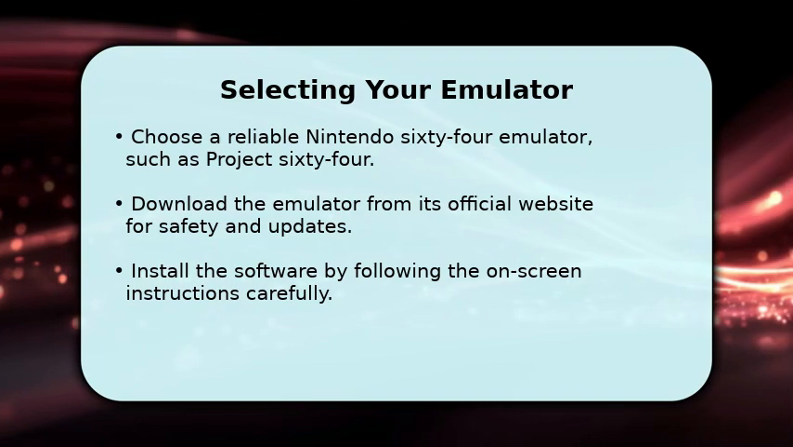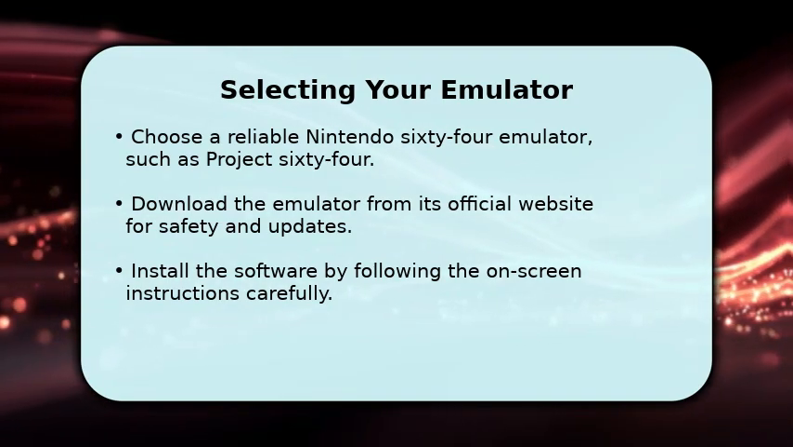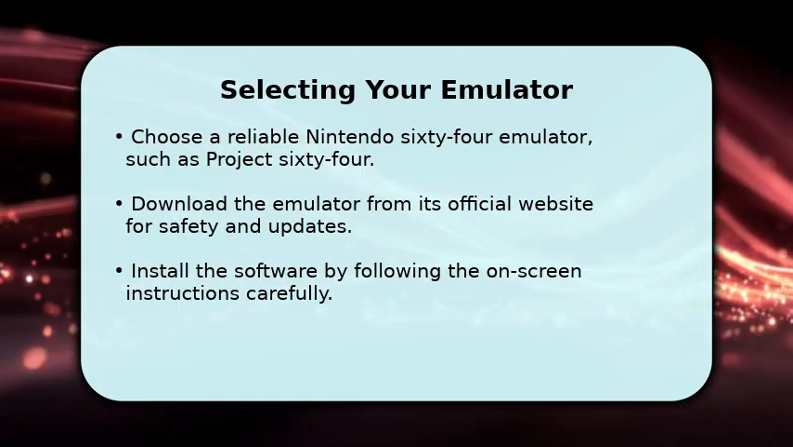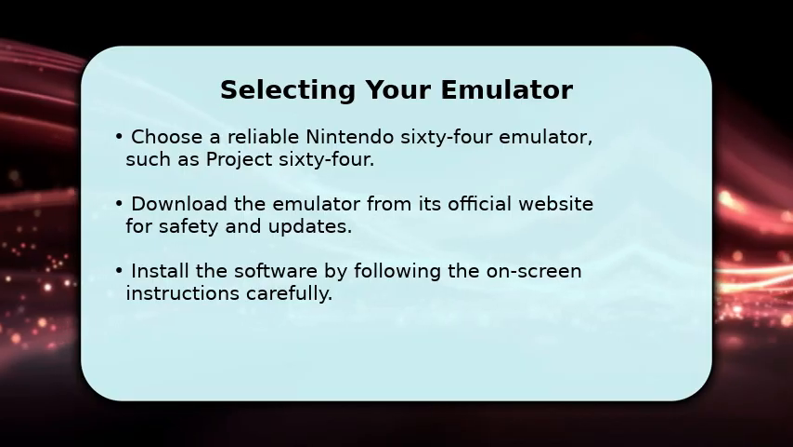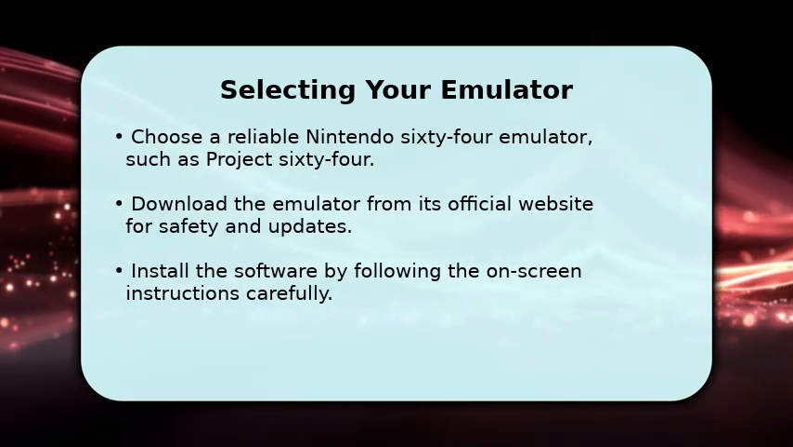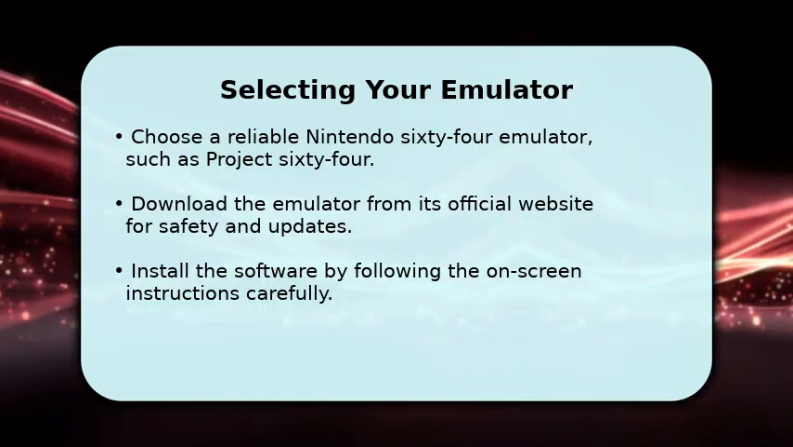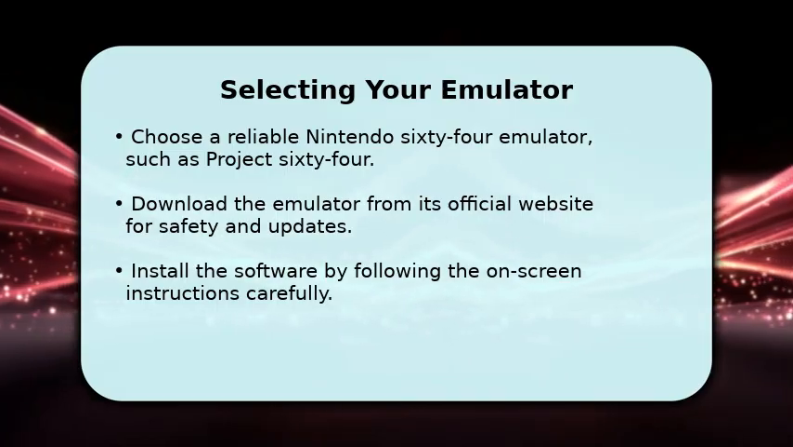First, let's select the right software. For Nintendo 64 games like Banjo Tooie, a popular and user-friendly option is Project 64. You can find and download this emulator directly from its official website, which ensures you get the latest, most secure version. Once downloaded, simply run the installer.